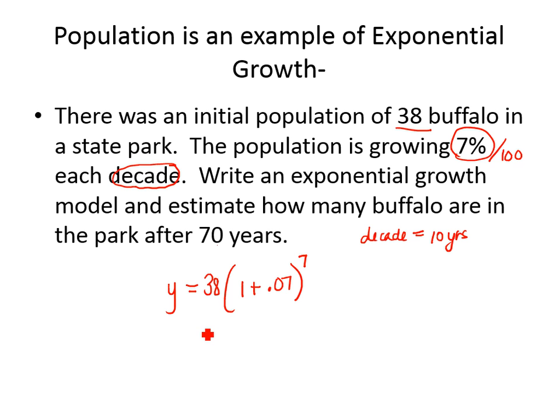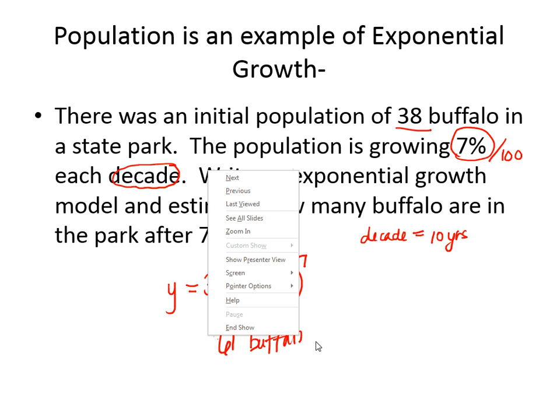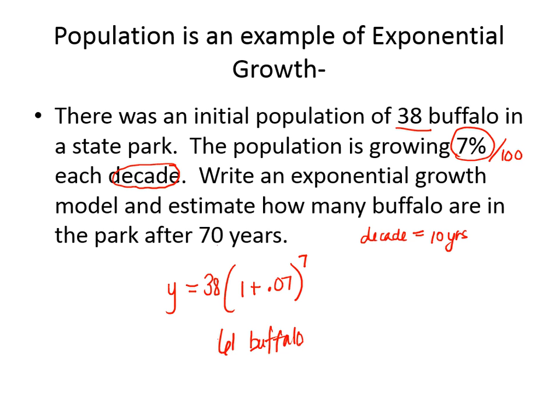61.02. But oops, I can't have part of a buffalo. So when you are giving your answers, you've got to think, when can I go to the nearest tenth? When can I go to the nearest hundredth? When is that appropriate? It's not appropriate to talk about part of a buffalo. So we're going to round to the nearest whole. So we would say 61 buffalo. Now, if we were talking about money, we could certainly say to the nearest hundredth, because money goes to the nearest hundredth. So think about what seems appropriate.